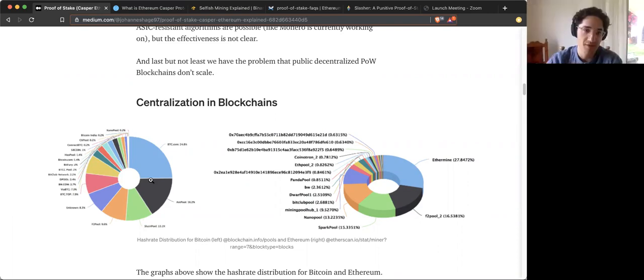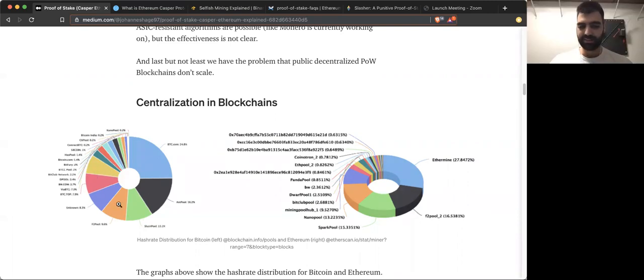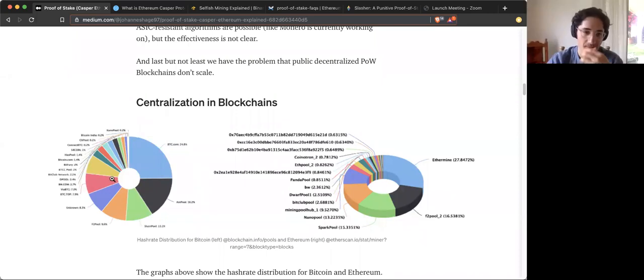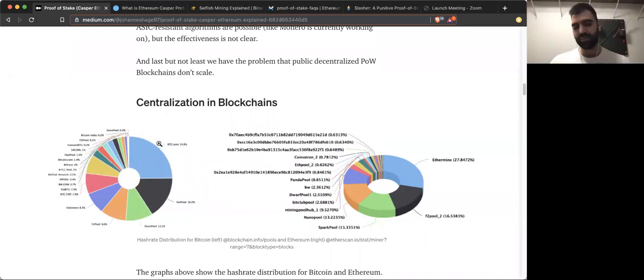Over 70%? Sorry, did you say 7% or 70%? Each individually of these eight controls at least 7%. Oh, okay, I see. The point this article is trying to make is that there's only a handful of entities actually mining. So although this claims to be a decentralized network, it's not fully decentralized, because most of the mining comes from only a limited number of participants.